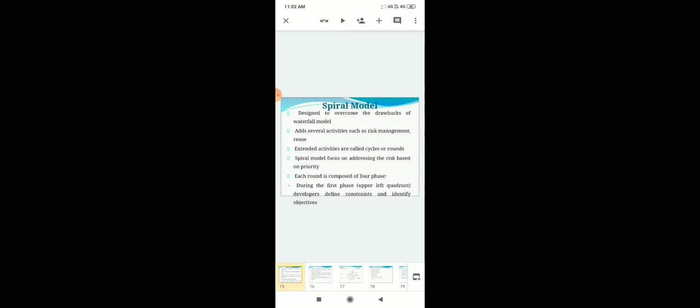Each round is composed of 4 phases. So there are different phases for that. During the first phase, that is upper left quadrant, developers define constraints and identify objectives. And during the second phase, that is upper right quadrant, developers manage risk associated with solution defined during the first stage.